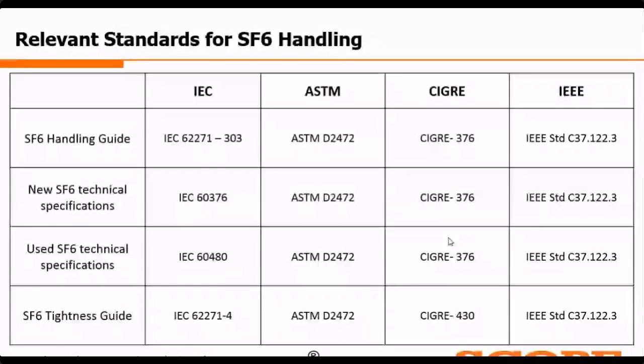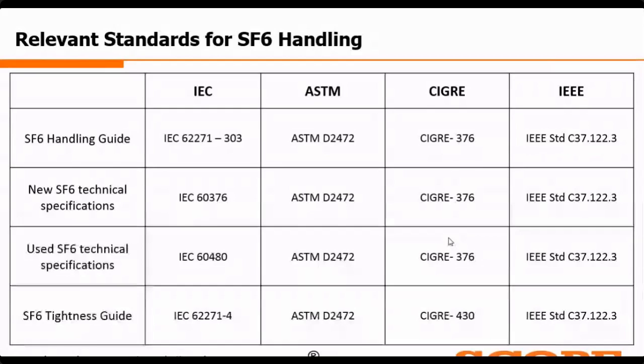Now, there are relevant standards for SF6 handling. The IEC, you all know, is the global standard. ASTM is generally for the American standards, that is for US engineers. CIGRE is also a very renowned standard worldwide. And also we have the IEEE. So for SF6 handling guides, we have the different standards of IEC, ASTM, CIGRE, and IEEE.